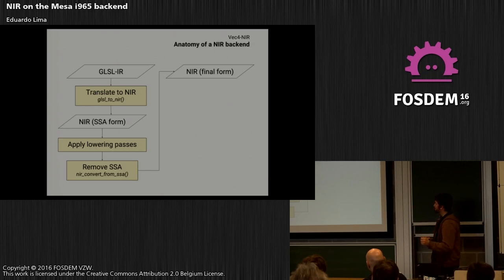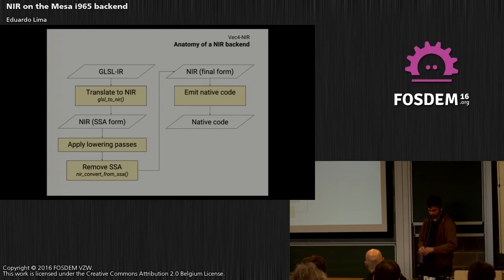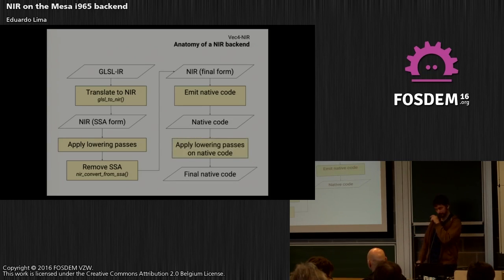This is not completely true nowadays, because in the case of the i965 backend we have something called partial SSA. We did some transformation out of SSA, so we get some registers and we managed to sync some variables, but we still purposely left some variables in SSA form because it's useful for another set of optimizations that we do that are not represented here. But before we emit the native code, or while we emit the native code, we still do some lowering and some optimizations there.